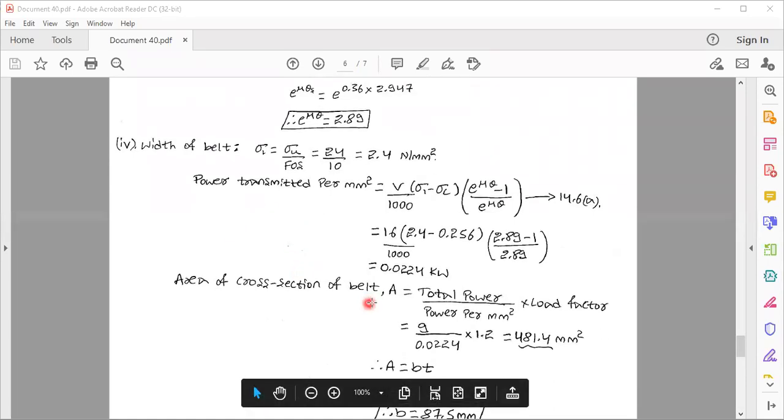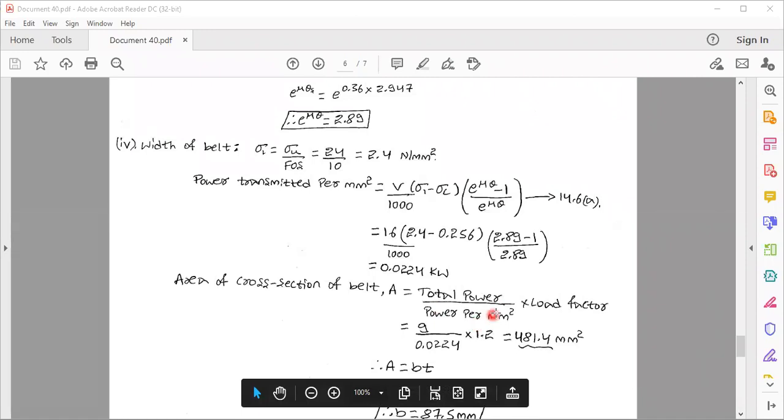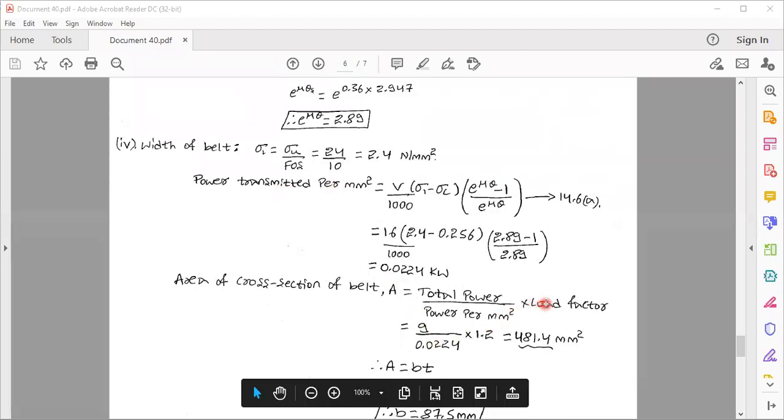The cross-sectional area is total power divided by power per mm square into load factor. This is the formula which will be used to calculate the area of the cross section of the belt. You need to remember this. Area is equal to total power divided by power per mm square, multiplied by load factor, which is given. Total power is also given. You need to calculate the power transmitted per mm square.